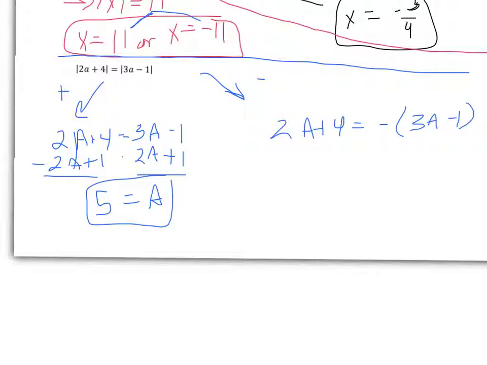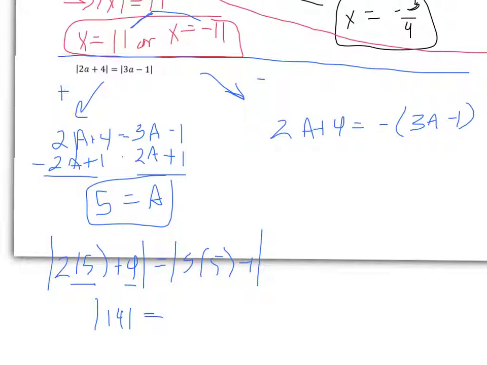So we can always plug that back in and just do that really quickly. 2 times 5 plus 4. The absolute value of that should equal 3 times 5 minus 1. 2 times 5 is 10, plus 4 is 14. The absolute value of 14. 3 times 5 is 15, minus 1 is 14. Absolute value of 14 equals absolute value of 14. Yep. So we can always check these.